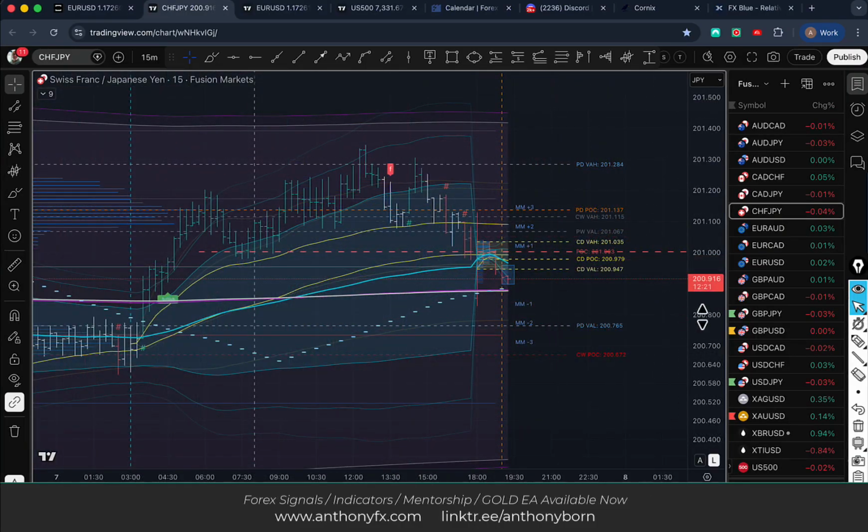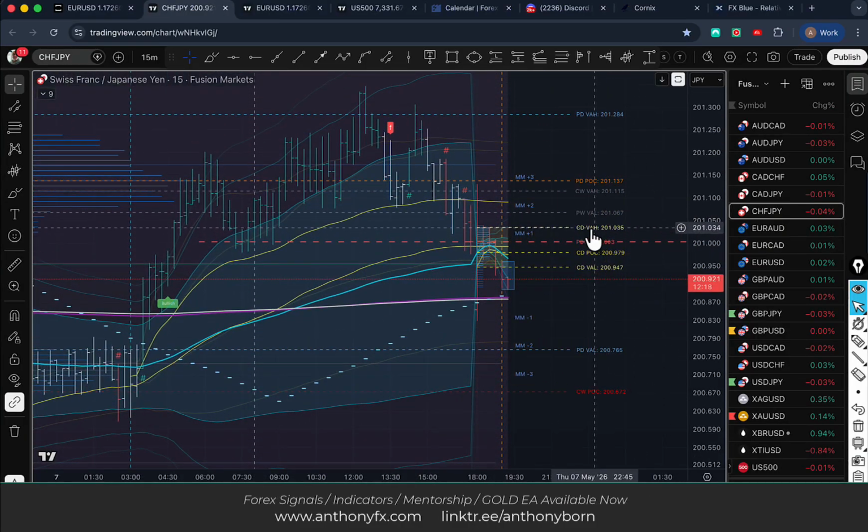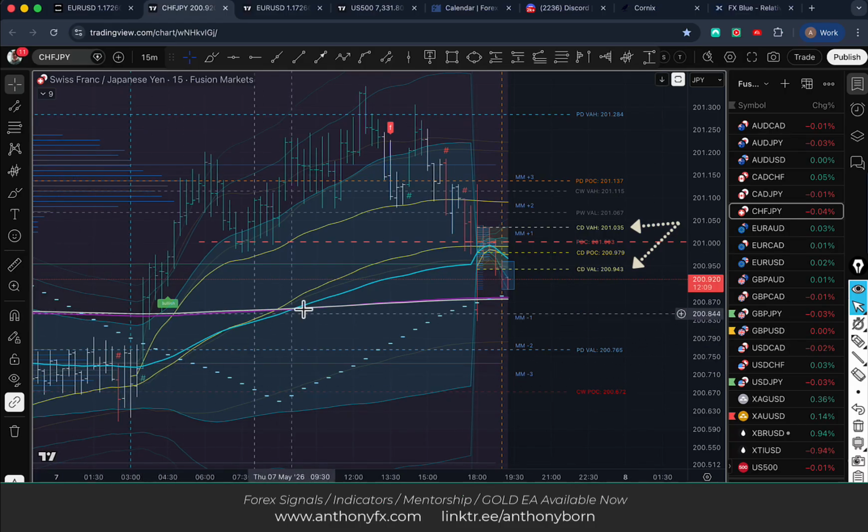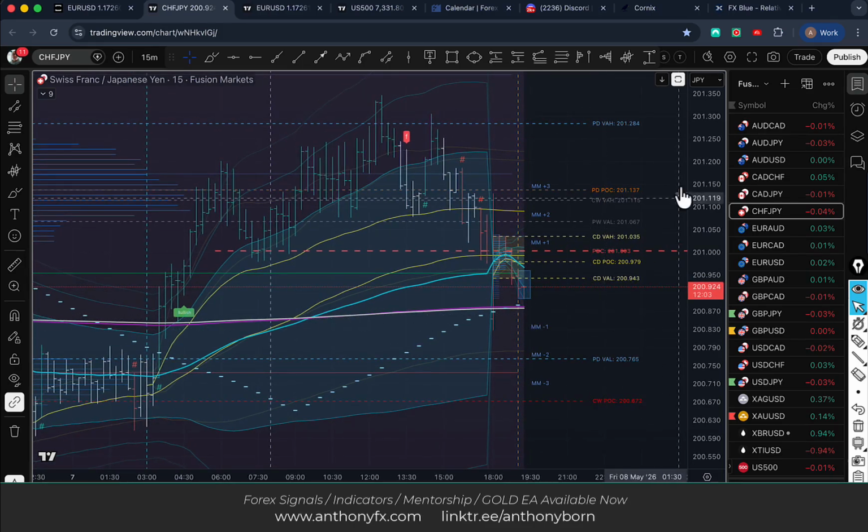I'll tell you what I wouldn't mind seeing. See the current day. Okay, I'll show you this. We've got the current day value area high and the current day value area low. Given that the higher time frame has been bullish, I want to see it break up above the value area low. Okay, let me explain this.